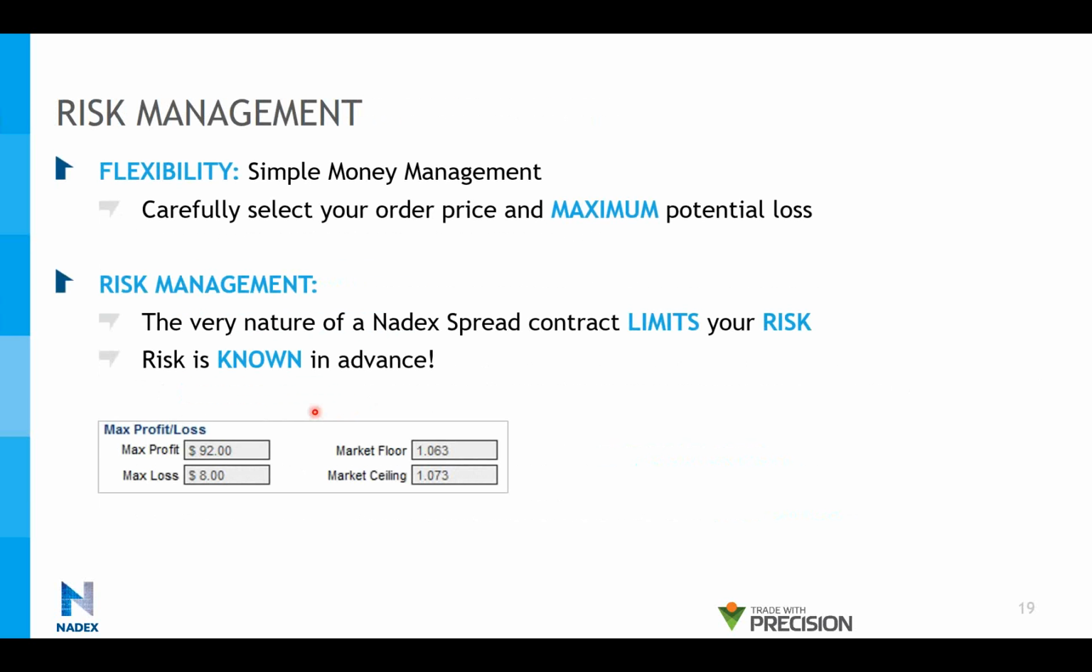So how can we approach risk management here with spreads? We want to have flexibility, we want to have simple money management, and for that reason we want to carefully select our order price and maximum potential loss. You remember, we see immediately how much money we can lose if we were to trade that contract here. And now the idea is, with the risk management, you want to, how do I explain it?